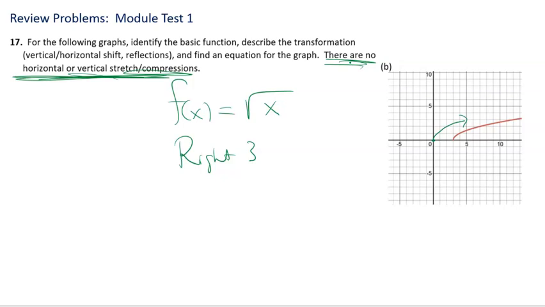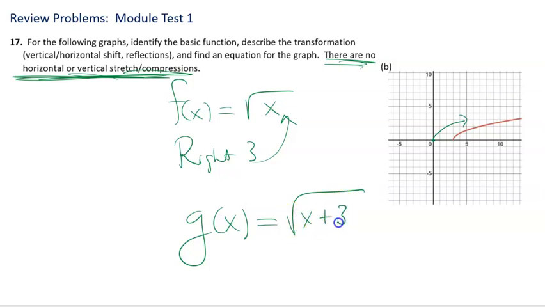So we remember when you move left and right, you add to the x value. So I've got to do something to this x value. Right was minus, so this is going to be, and let's not call it f of x again. I wouldn't count off if you did, but let's call it g of x. So g of x is going to be the square root of x minus 3, because we moved it to the right 3. How's that? Let's keep going.